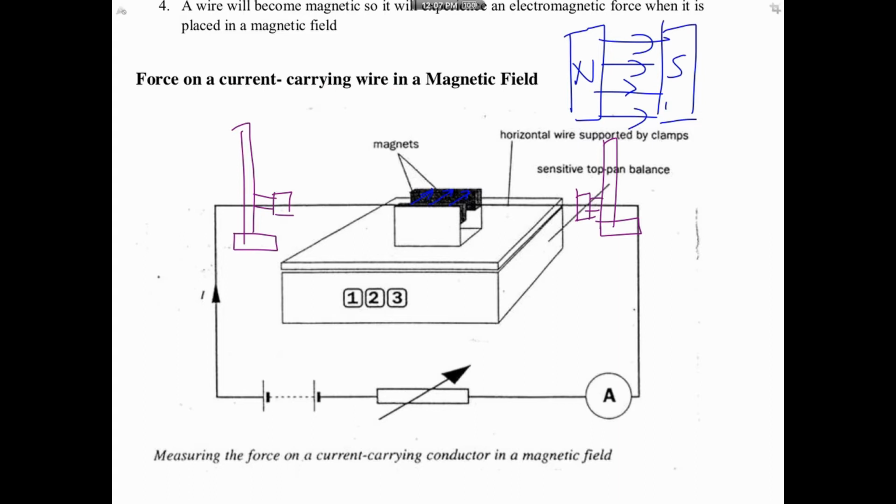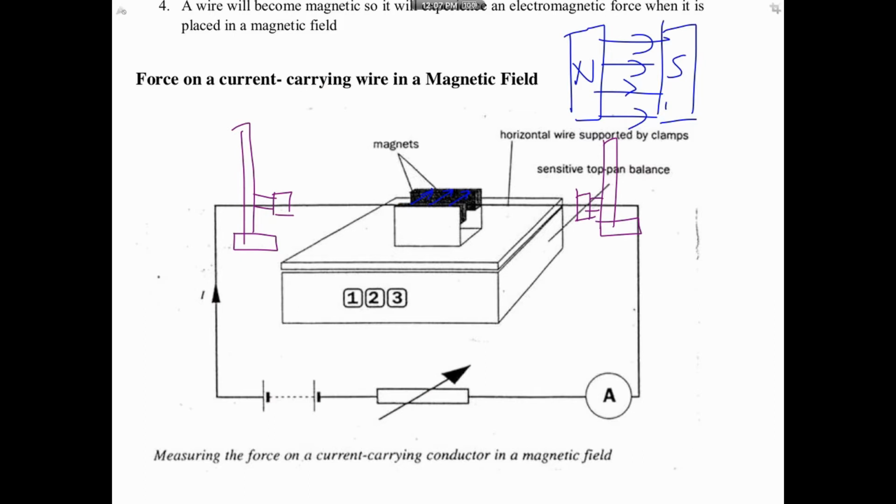So the first one, force on the current carrying conductor or wire in a magnetic field. That means you have this wire, and you see it's connected to this battery here. So the current will flow through the wire, and remember we said from the previous chapter that whenever a current passes through a wire, the wire becomes a magnet. That means it generates a magnetic field.